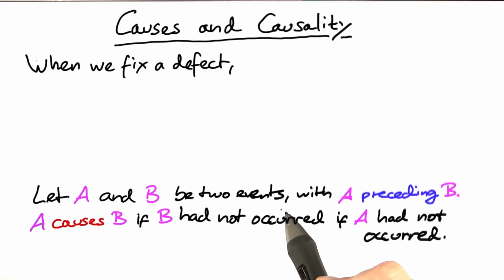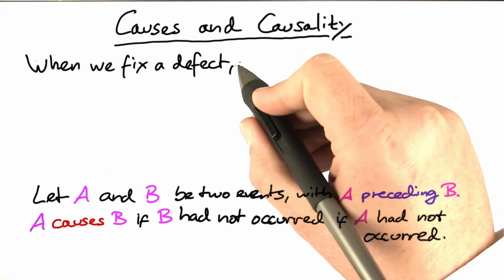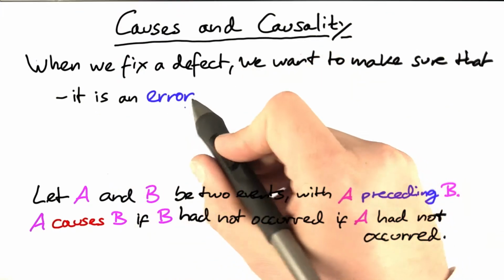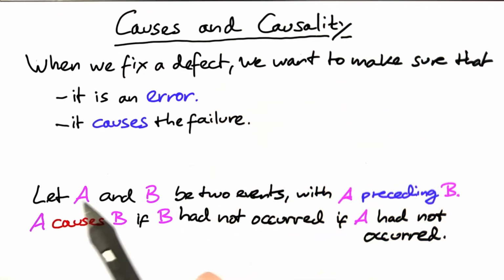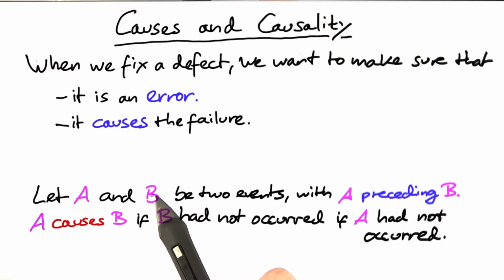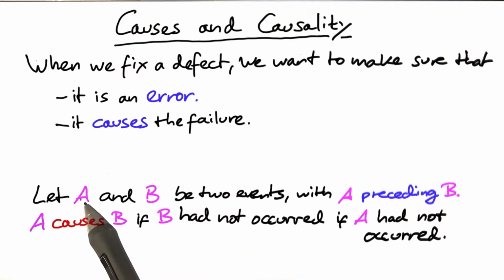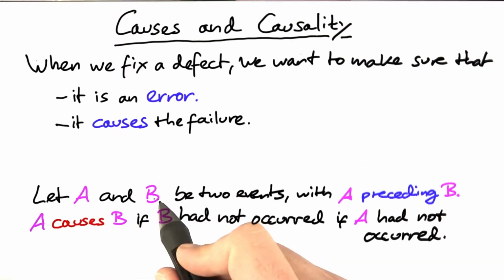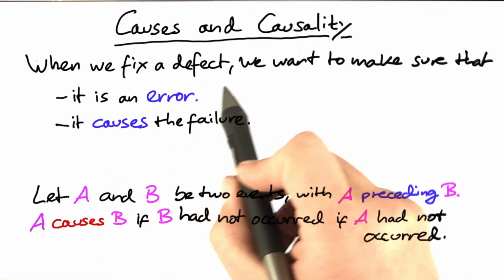This notion of causality is important in debugging because when we fix a defect, we want to make sure two things. First, we want to make sure that the defect is actually an error, that is, it is wrong. We also want to make sure that the defect causes the failure. If A is the defect and B is the failure, we want to make sure that if the defect hadn't been there, then the failure must not occur either. And these are the two things we need to show when we fix a defect.